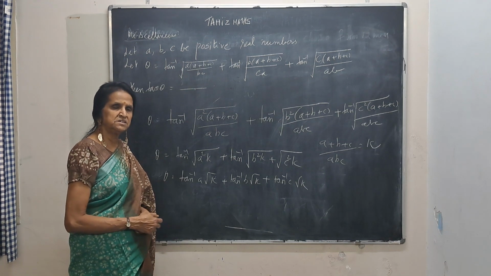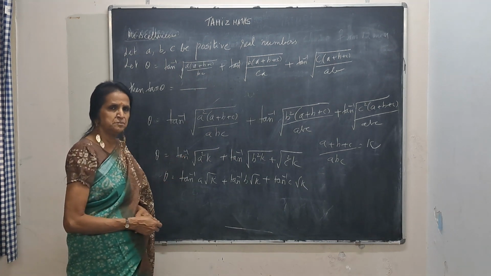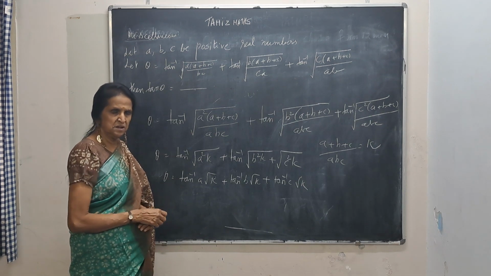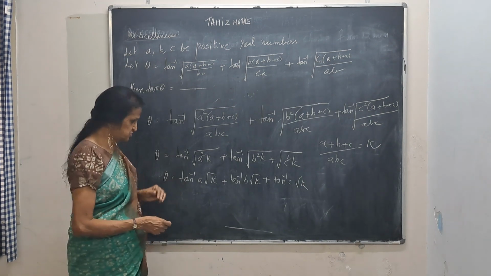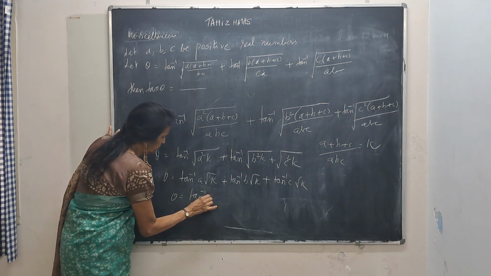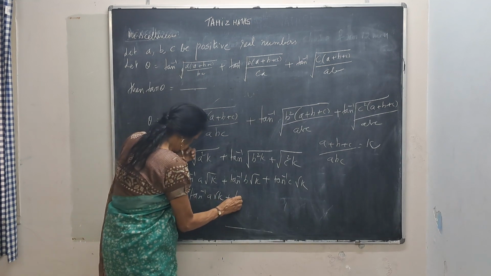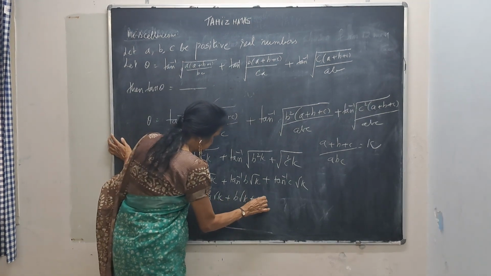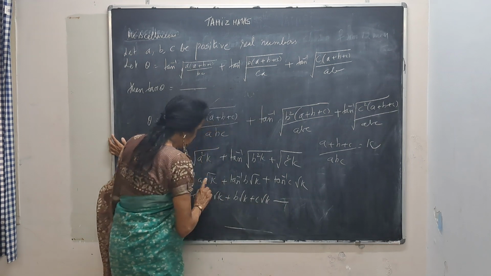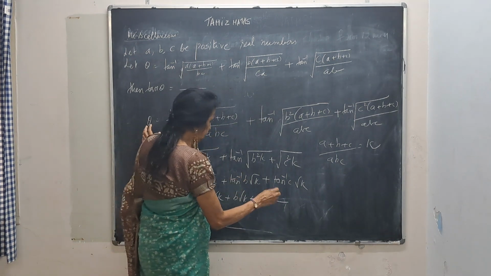What's the formula for that? Tan inverse of x plus y plus z minus xyz by 1 minus xy minus yz minus zx. So theta is equal to, all the three will be multiplied. So ABC, root K into root K into another root K.